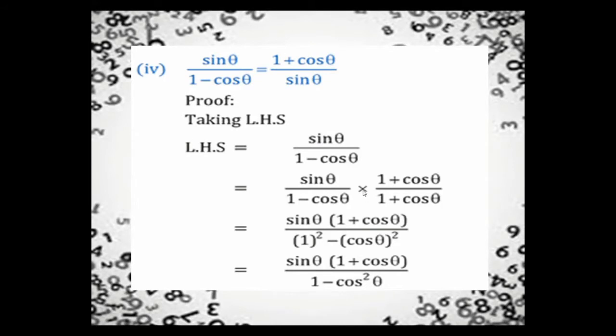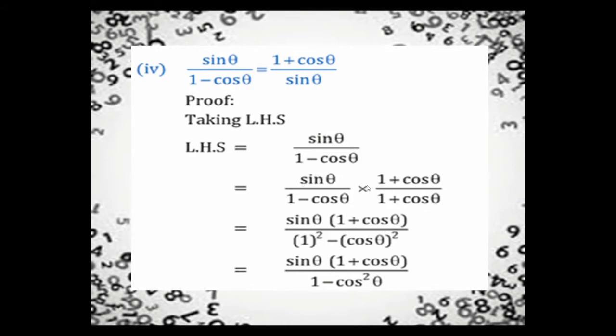Now we are going to multiply it by its conjugate, and its conjugate will be 1 plus cos theta. Multiply and divide by its conjugate. So sin theta upon 1 minus cos theta multiplied by 1 plus cos theta, that is the conjugate of this, divided by 1 plus cos theta. Now multiply.